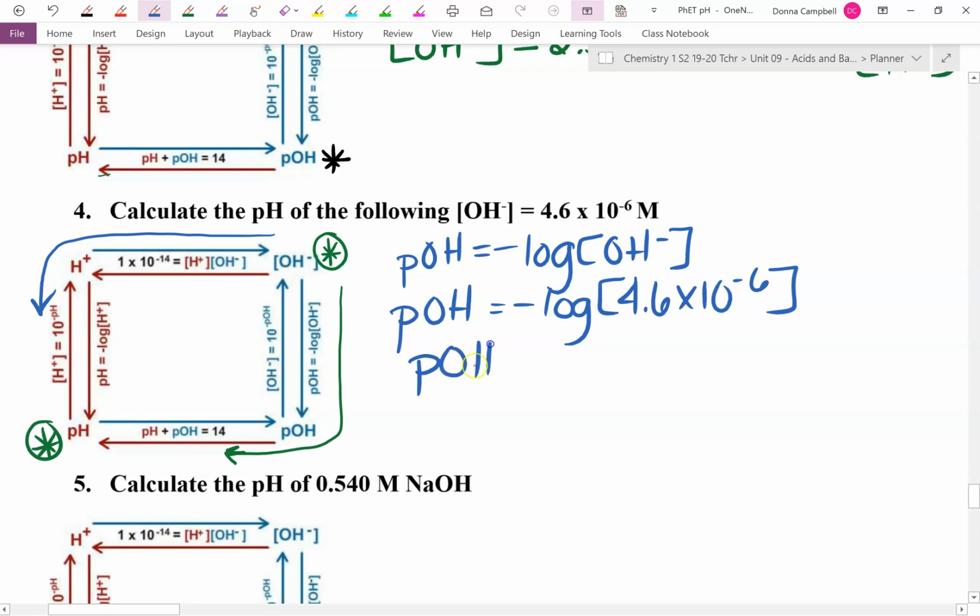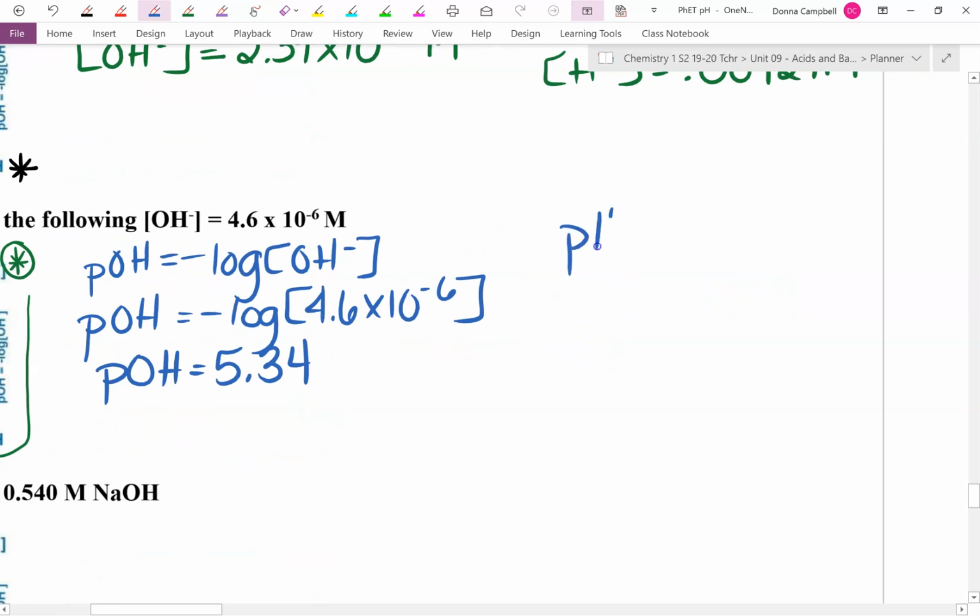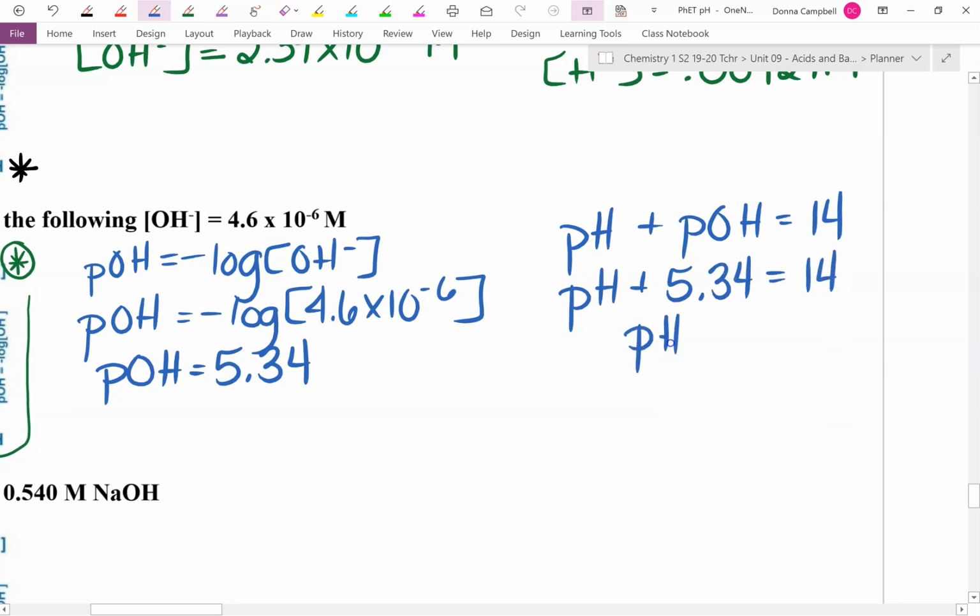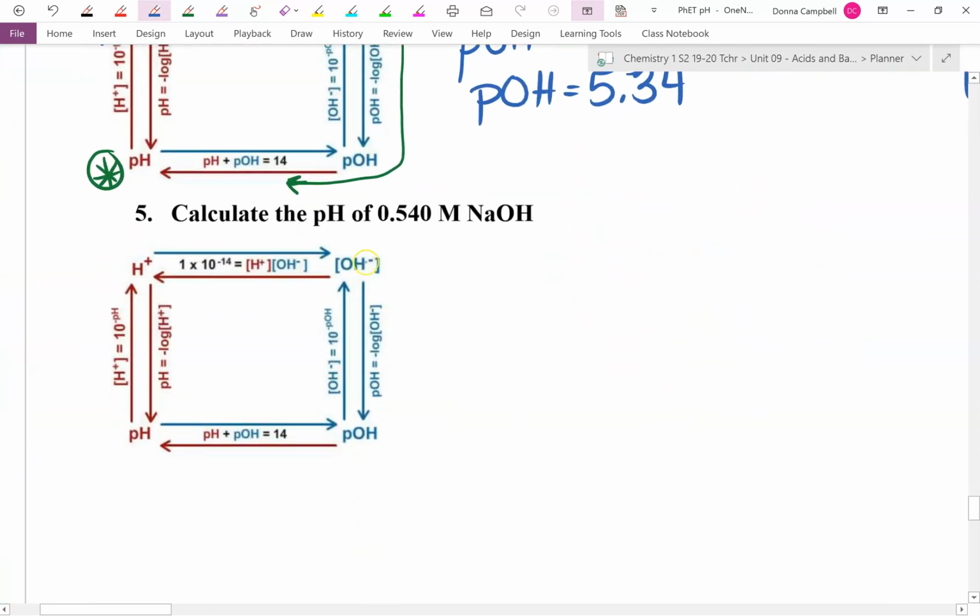So pOH is equal to 5.34. Well, no one ever wants pOH really, so we need pH. So pH plus pOH is equal to 14. pH plus 5.34 is equal to 14. Therefore, the pH is equal to 8.66. So it's basic.